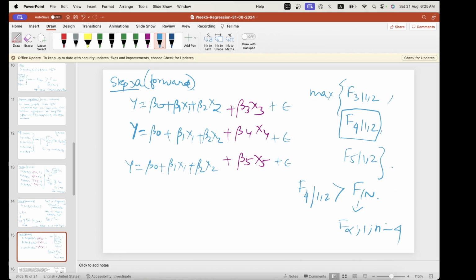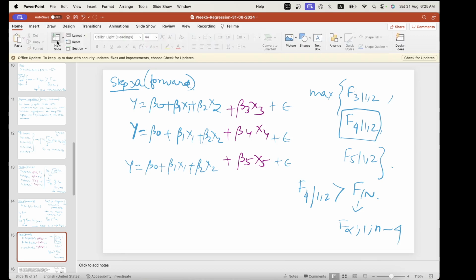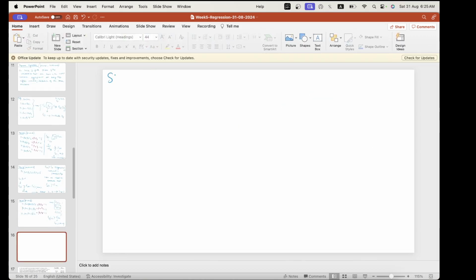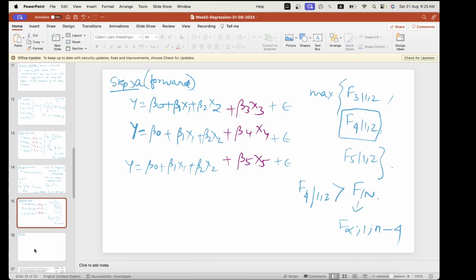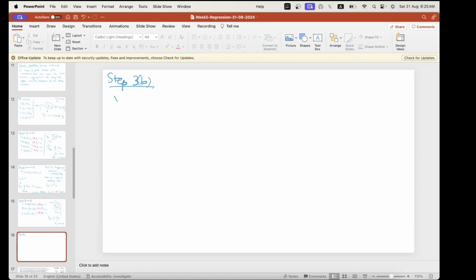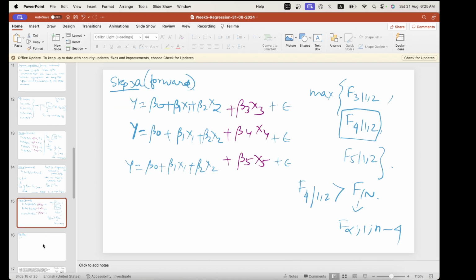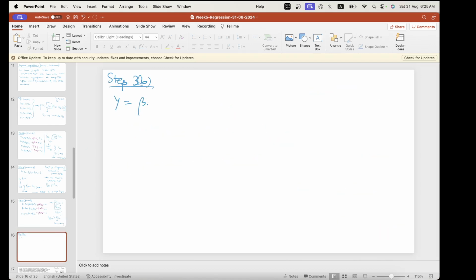Okay, so if this holds, then we'll proceed to step B. Okay, so this one is step 3b. Alright, so here now what we have, we'll include beta 4, so we'll have beta naught plus beta 1 x1 plus beta 2 x2 plus beta 4 x4 plus epsilon. Now again I'm going to apply backward.